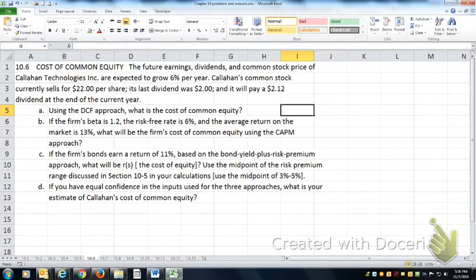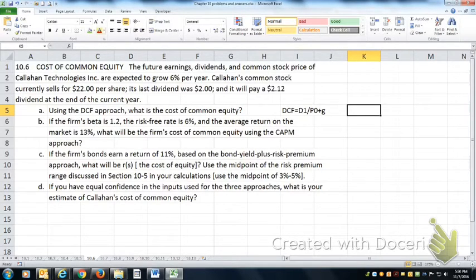All right, so the DCF is equal to the dividend 1 year from now divided by the price today plus the long-term growth rate. Up here in the problem, the growth rate of the dividends is 6%, the common stock price P0 is 22, the last dividend was $2, but if that's growing by 6% a year, then it ought to pay $2.12 at the end of the current year. They've already calculated that for you.